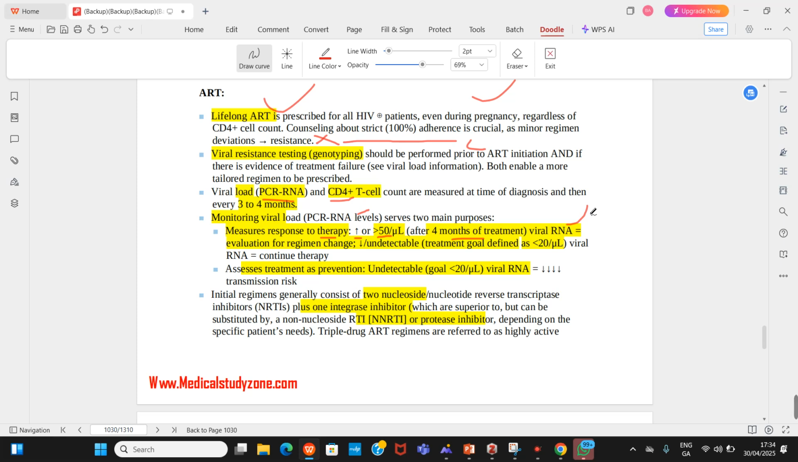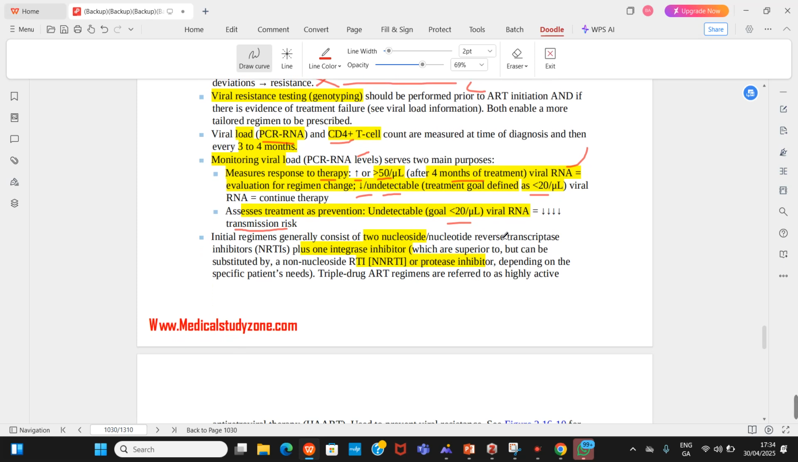So the goal is to keep it reducing to undetectable levels, which is typically less than 20 per microliter. Then you continue with therapy. The point where you have little or no transmission risk is if you have kept it below 20. That's the RNA. If the RNA is below 20 copies per microliter, we have won against HIV.